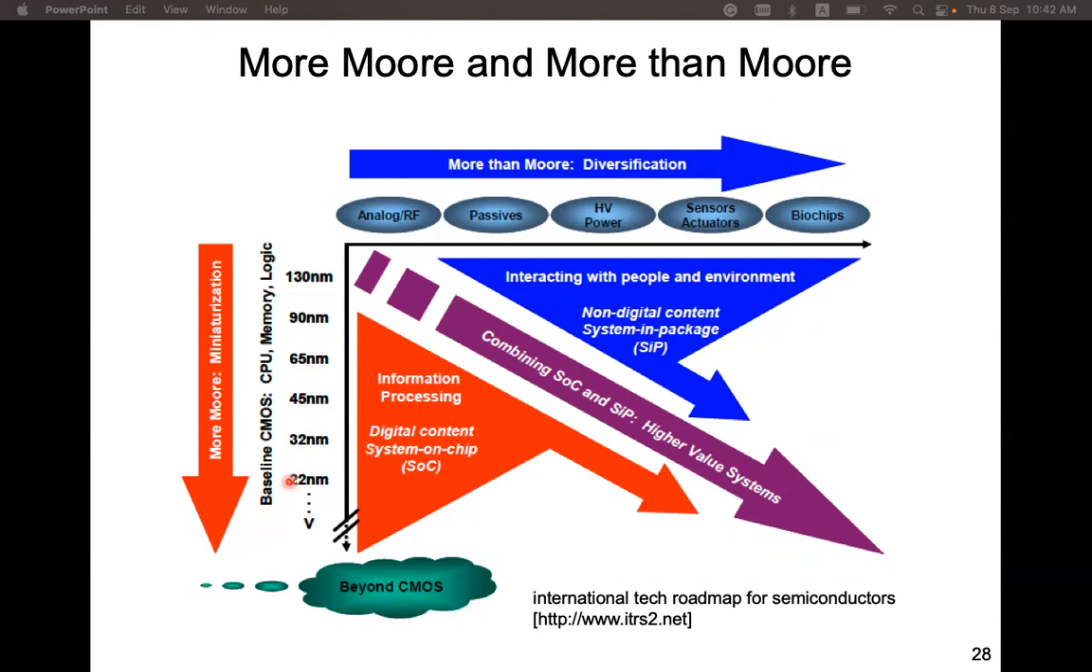So basically, this is for digital circuits, digital technologies. For CPUs, memories, logic circuits, we wanted a continuation of Moore's law. We want more digital content to be processed on a chip. The chip can be called a system on chip. It's no longer a circuit block. It can be a complex system.